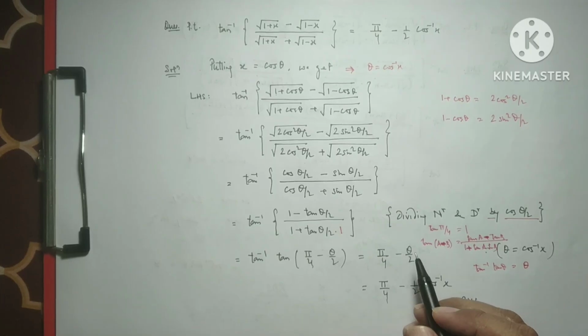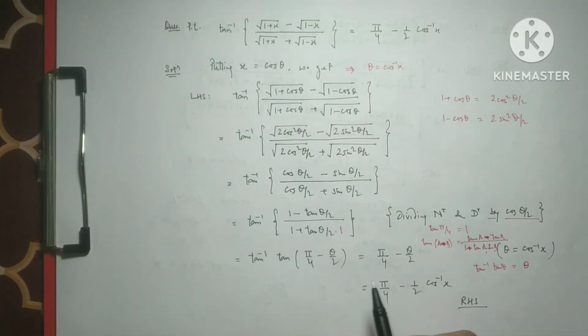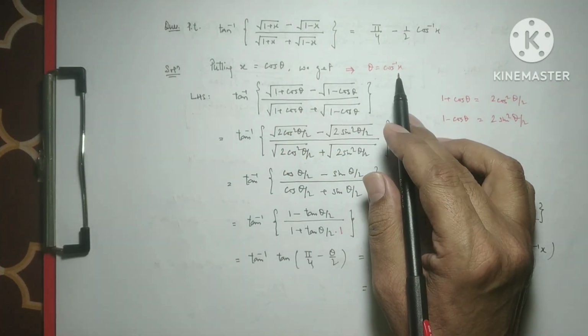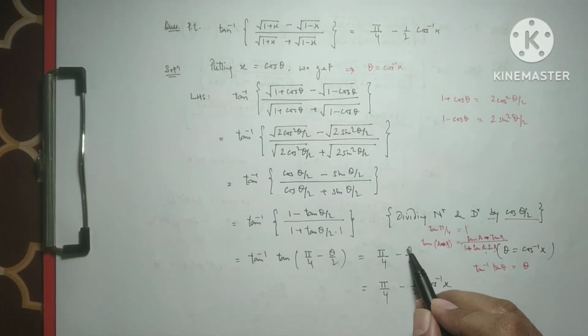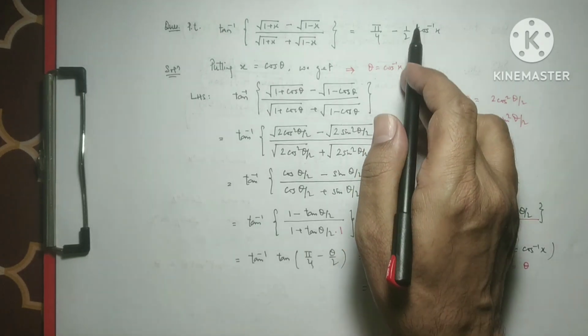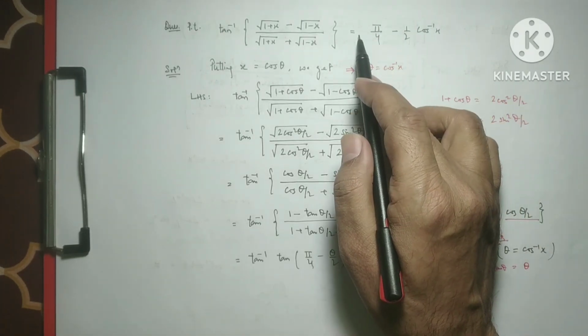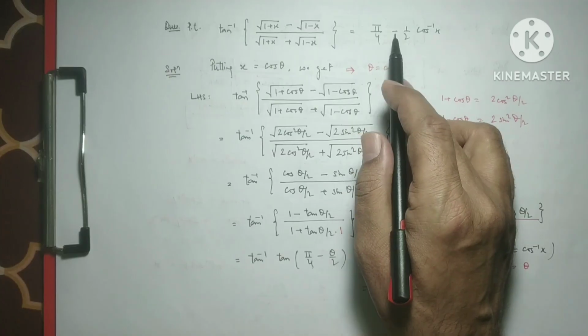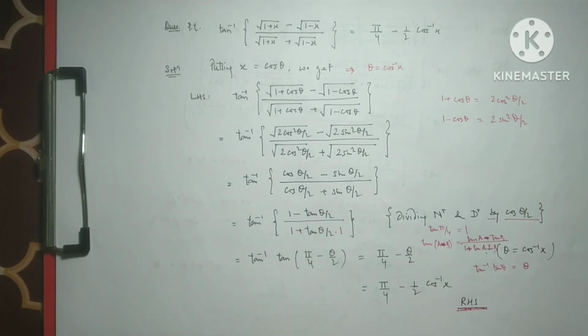As we assumed x as cos theta, theta is cos inverse x. We put this value in this place, and we get pi by 4 minus cos inverse x by 2. So this is the result, or you can say the right hand side of the expression. So left hand side equals right hand side, hence proved.